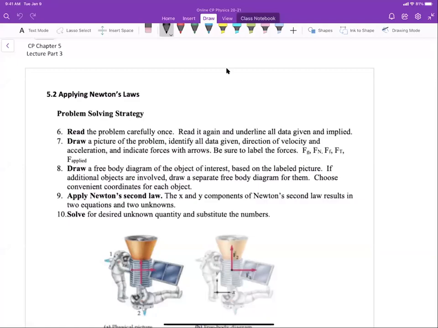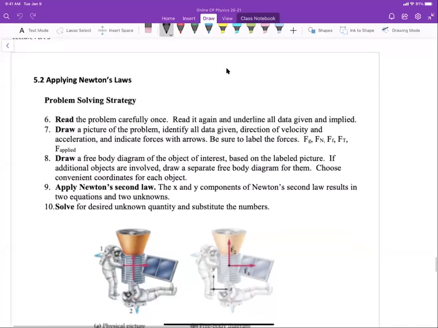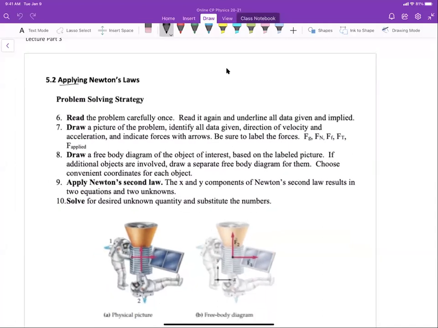All right, this is lecture 5.2a. We have learned about forces in section 5.1, and we learned about Newton's laws. And now we're going to start applying them. We're going to start using Newton's laws to actually solve some problems.